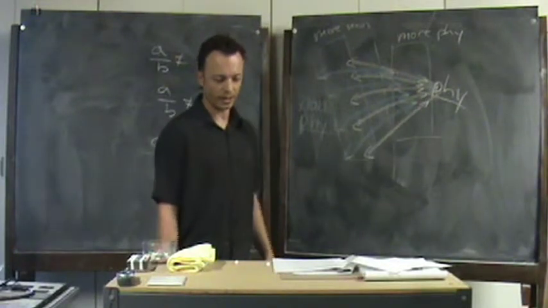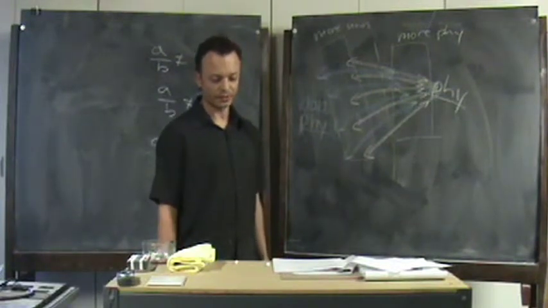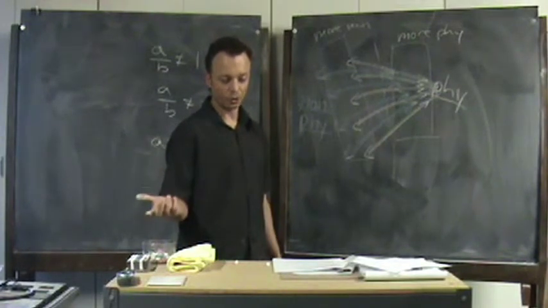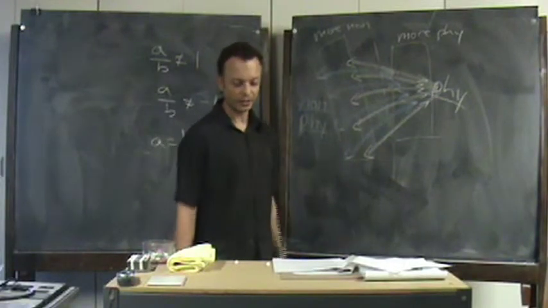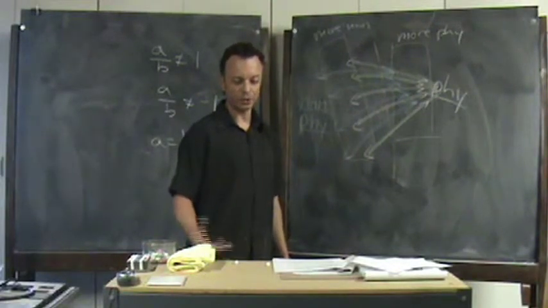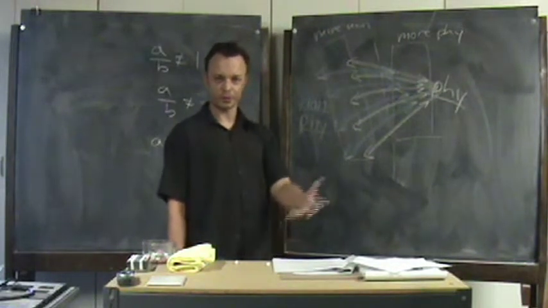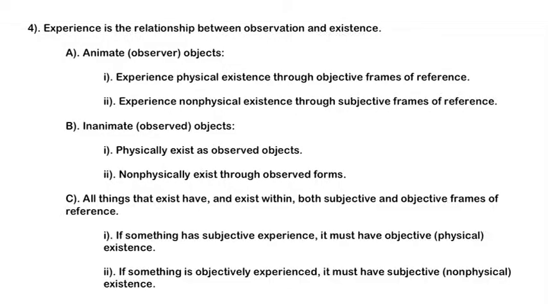And you are an observer, or an animate object, which has a physical existence, and in your objective frame of reference you're receiving information, and you also non-physically exist in your subjective frame of reference, interpreting what I'm stating in this statement. For an inanimate observed object, it physically exists as an object and non-physically exists as a form.